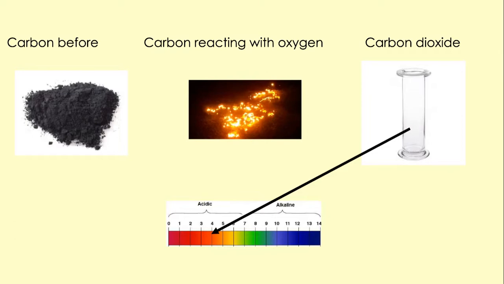Now, if you take carbon dioxide and you dissolve that in water, you get an acid, and the pH of that is around about 4. So if you had universal indicator in there, it would go orangey red.